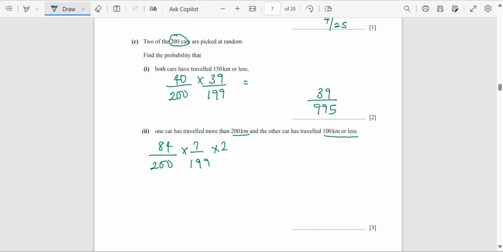So we're multiplying by 2. You get your calculator and multiply 84 divided by 200 times 7 over 199 times 2. This will give us 147 over 4,975.